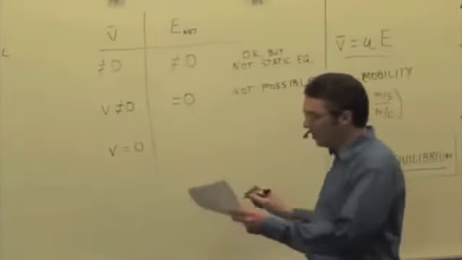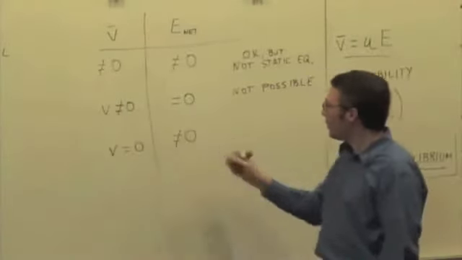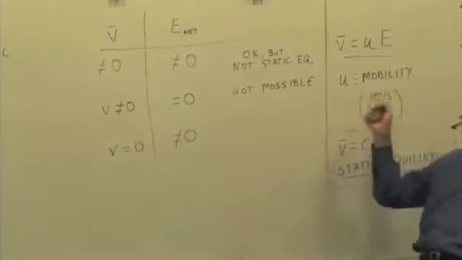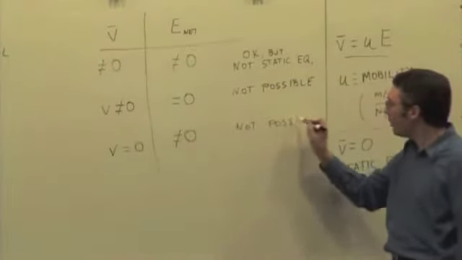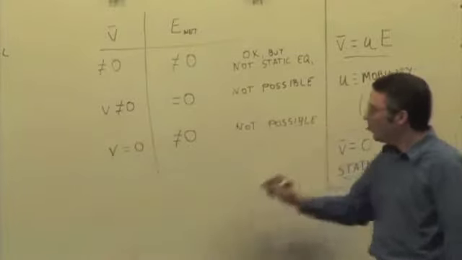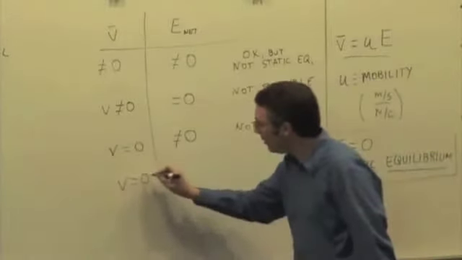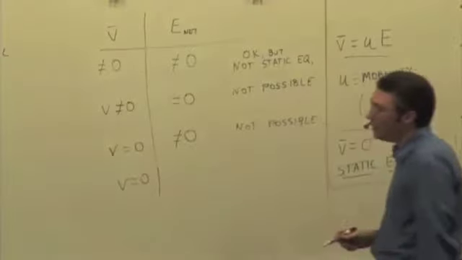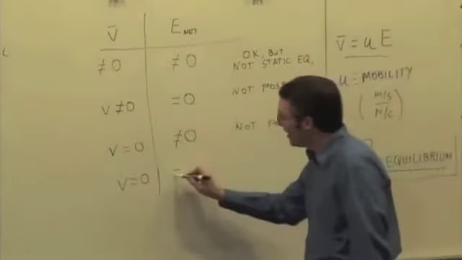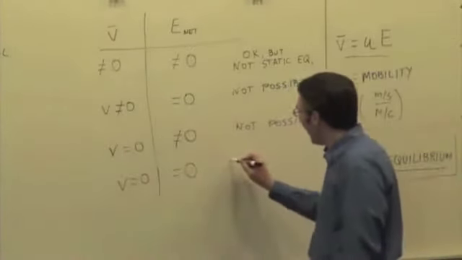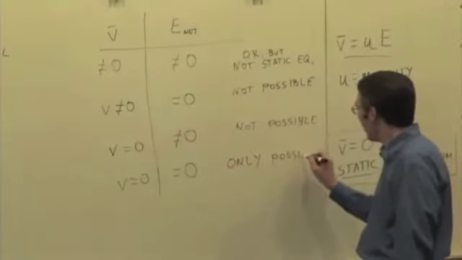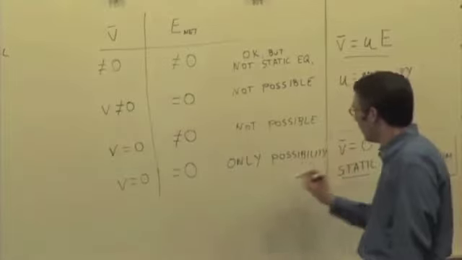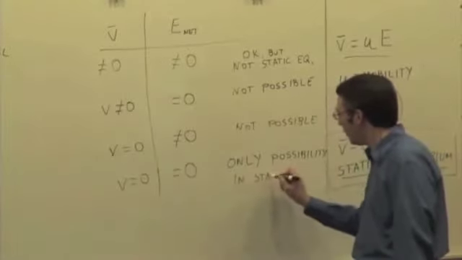V equal to zero and electric field not equal to zero. Is that possible? Nope. So there's only one possibility left when we're in static equilibrium. That is, if the drift speed of these mobile electrons is equal to zero, the net electric field has to be equal to zero. So this is the only possibility in static equilibrium.